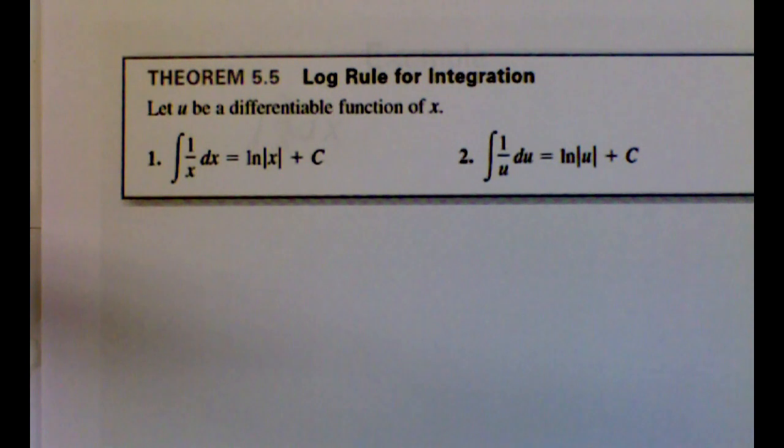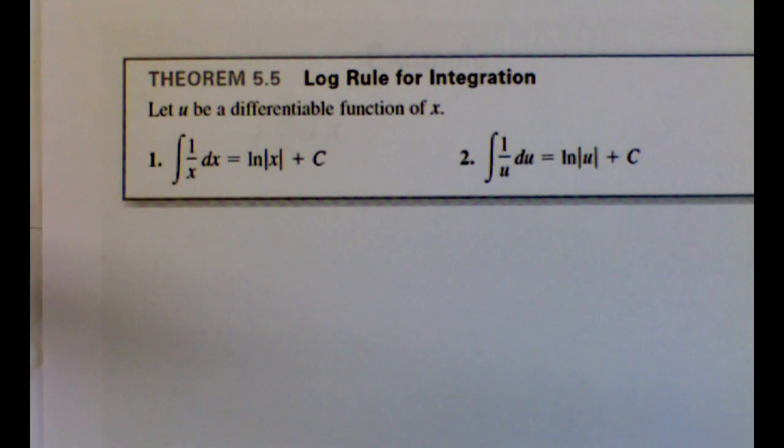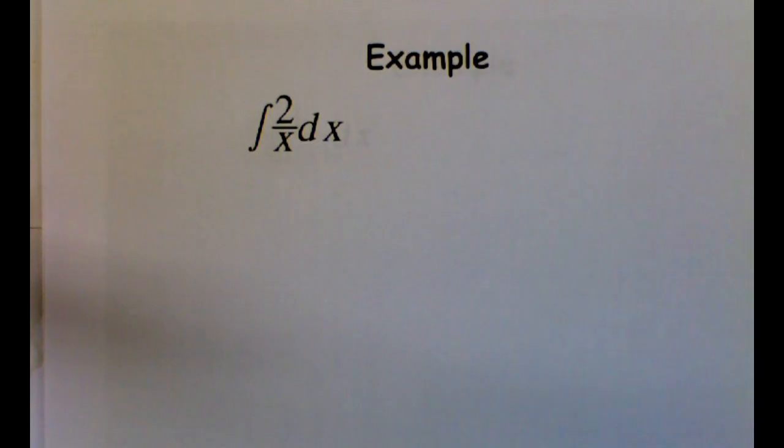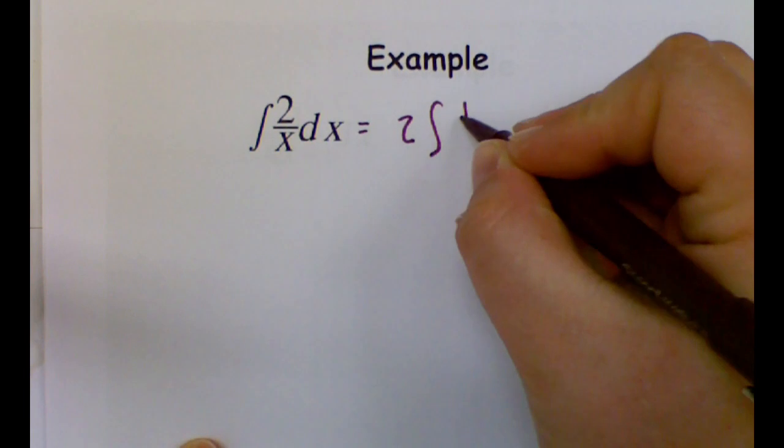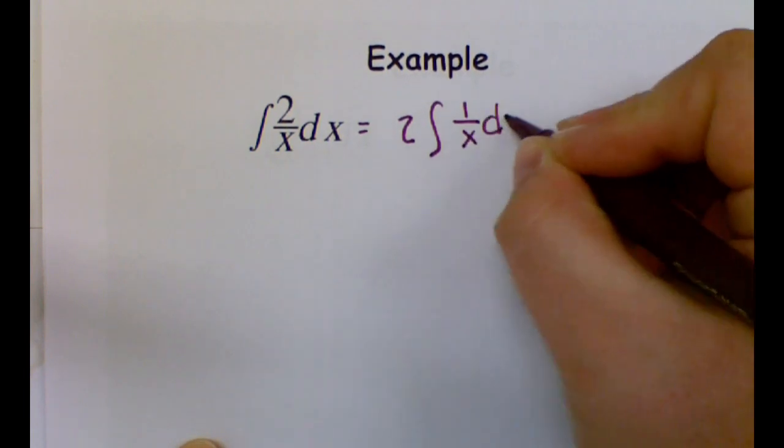Same thing with our u: the antiderivative of 1 over u du is equal to the natural log of the absolute value of u plus c. So, the antiderivative of 2 over x dx. Remember, we can take that 2 out front and do the antiderivative of 1 over x dx.